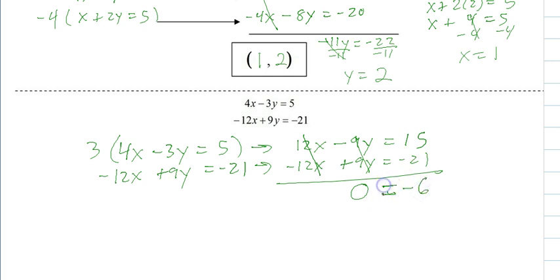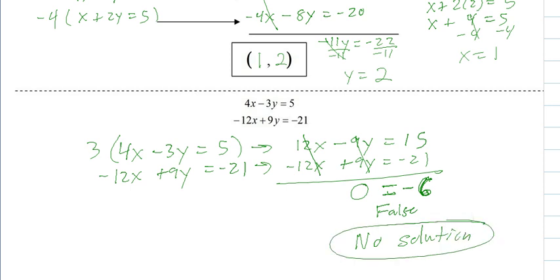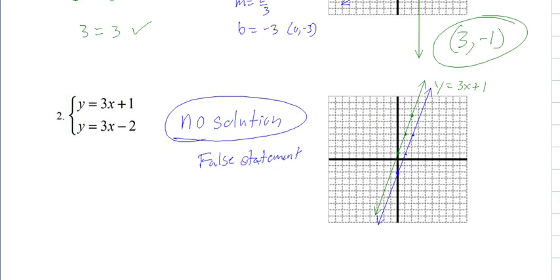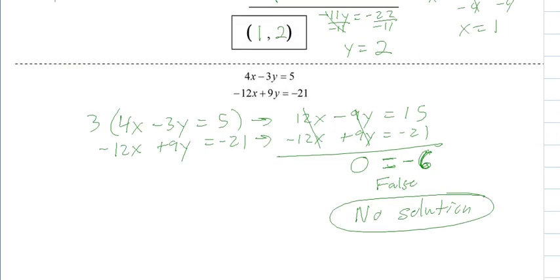And so whenever that happens, you've got to go back and think, are they parallel or are they the same line? And since this is false, it's no solution. They will never cross. They will never share a common solution. It's this one right here. They're both parallel, so that's why we get a false statement. And that's everything for the addition method.